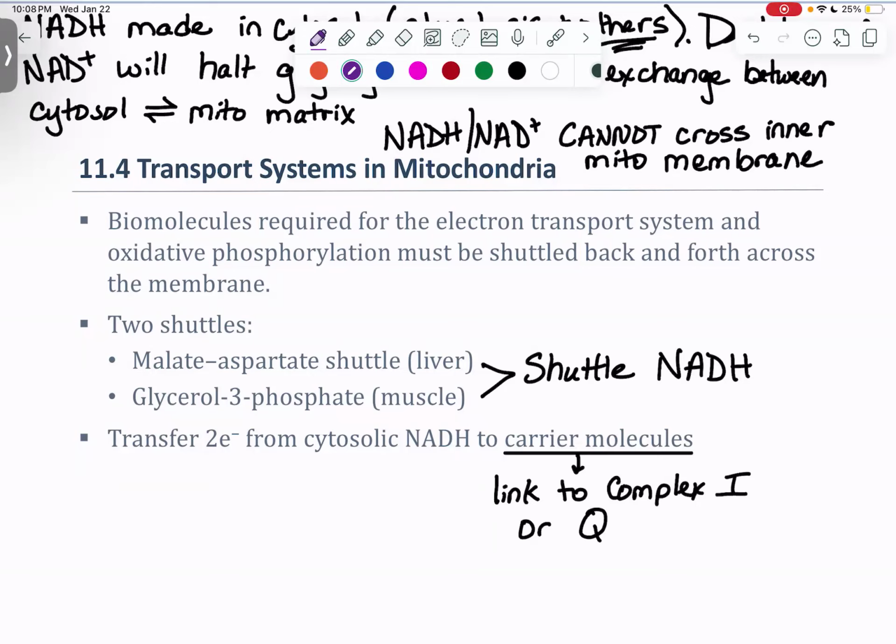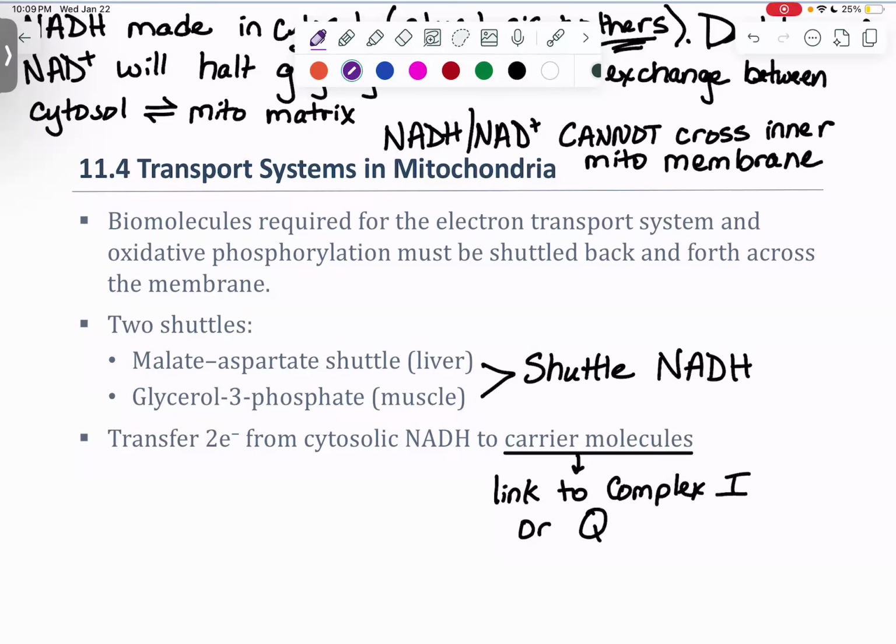you have to think about what tissues you're in and what you need. So there are really two shuttle systems that we talk about, and that's the shuttle systems in the liver and in the muscle. So they're going to be different because they have different roles. But the whole point is to get those electrons that were in the cytosolic NADH into somewhere in the electron transport chain. And so depending on which shuttle we use, we're going to link to a different part of the electron transport chain. Sometimes we'll go to complex 1, sometimes we'll go to Q.